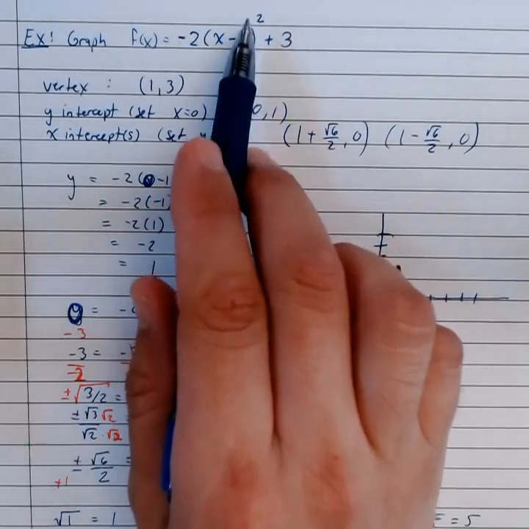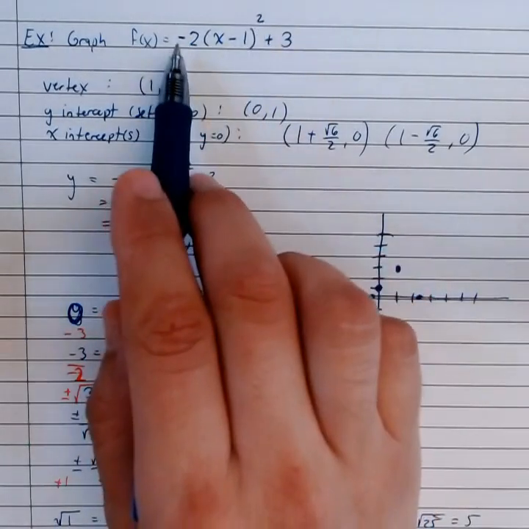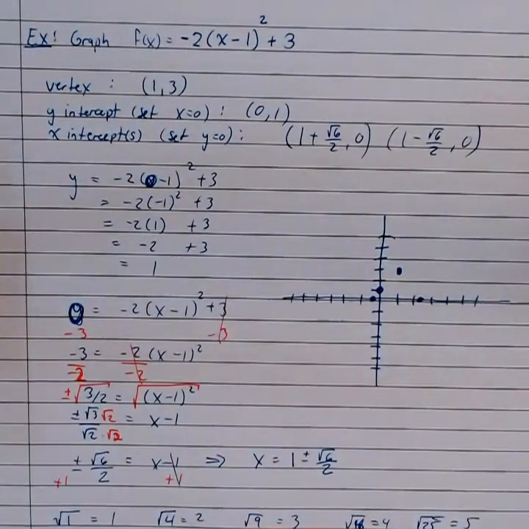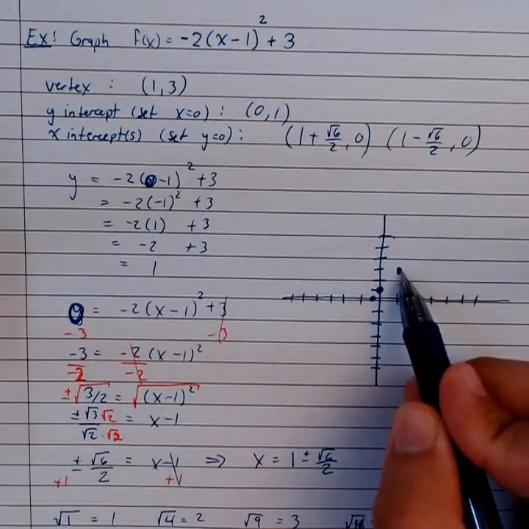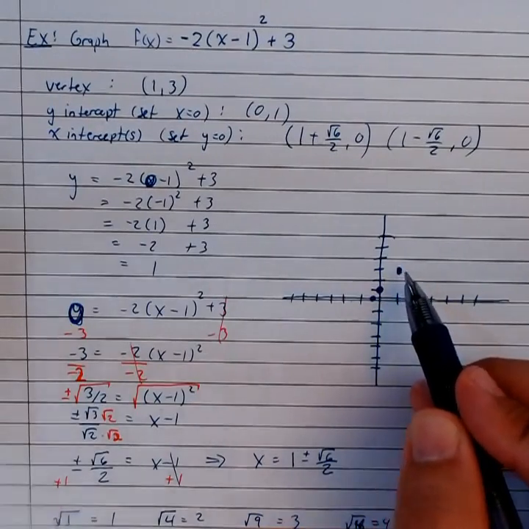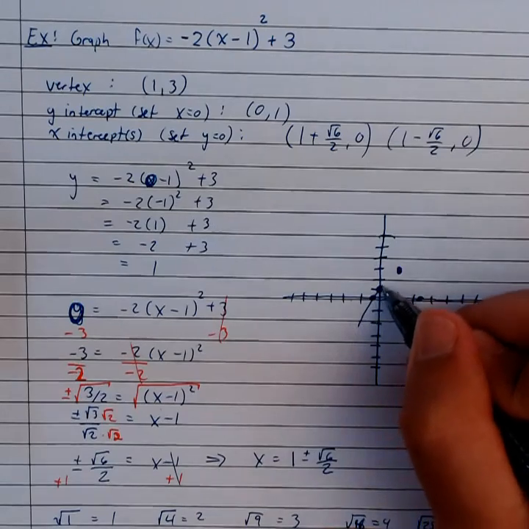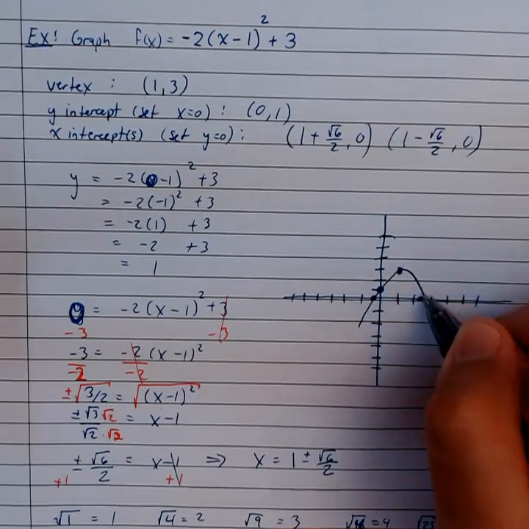This is supposed to be a parabola. Since there's a negative coefficient in front, it's going to be a parabola that faces down. And because that's the vertex, that's going to be the highest point of a parabola that faces down. So when you connect the dots, make sure that you don't end up with some other kind of shape. Make sure you end up with a parabola.